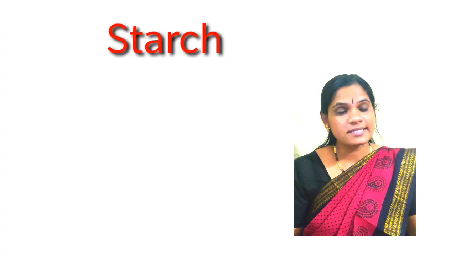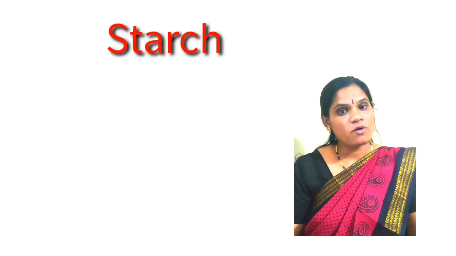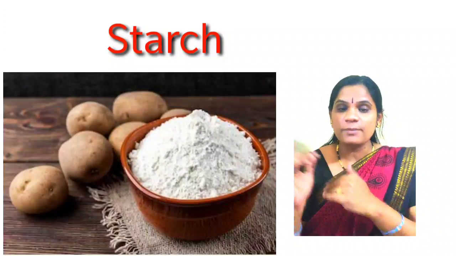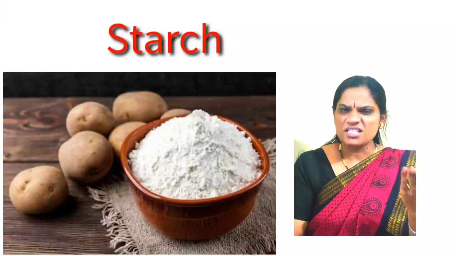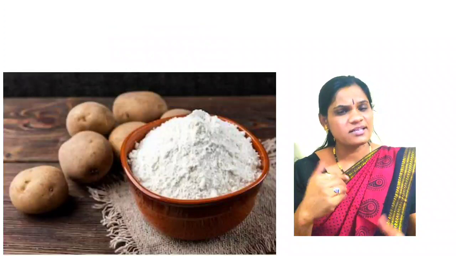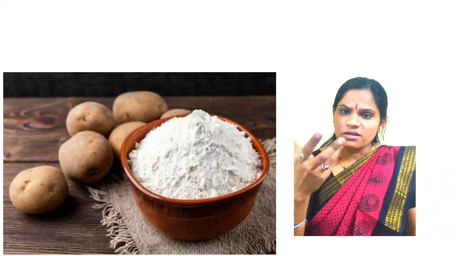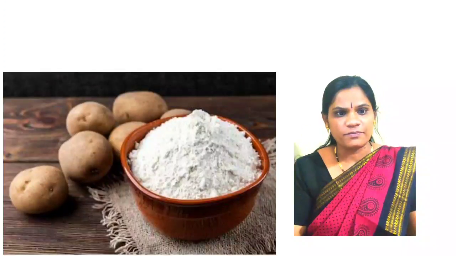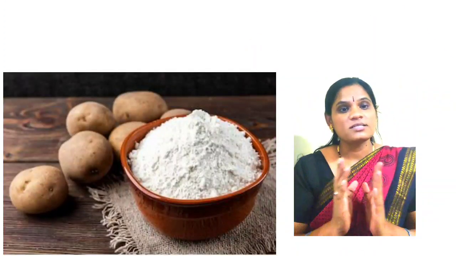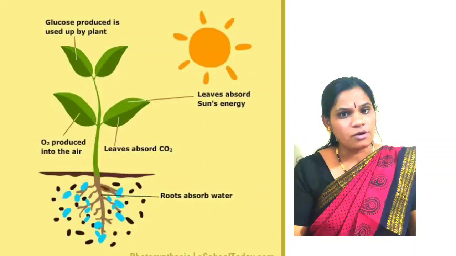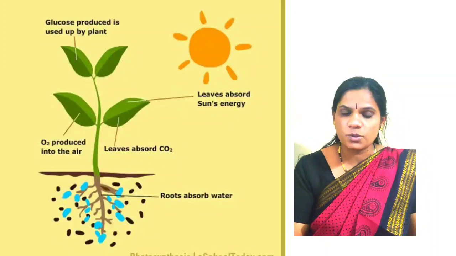Starch is a complex carbohydrate. It is made up of a large number of glucose molecules arranged in a particular manner. Starch is tasteless, odorless and a white powder-like substance. If you put it in water, it does not dissolve. All plants prepare carbohydrates and store them in the form of starch. So this starch is present in corn, potato, wheat and so on.